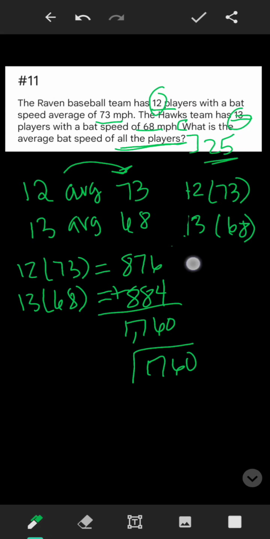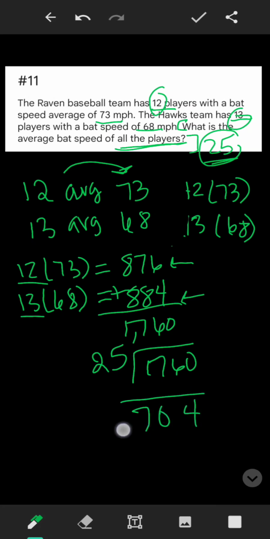Remember, these numbers here actually include 12 and 13. So my total number of players that I'm looking for is 25. So you're going to take this 1760 and divide it by 25. And when you do that, you'll get 70 and 4 tenths.